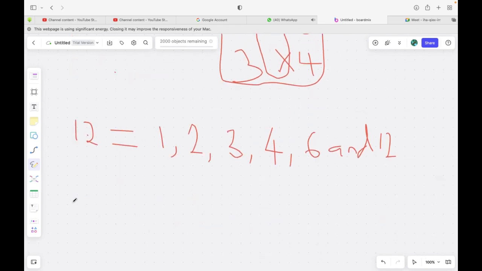So now let's choose 18. Without doing the division, you tell me what numbers fall under the factors of 18.